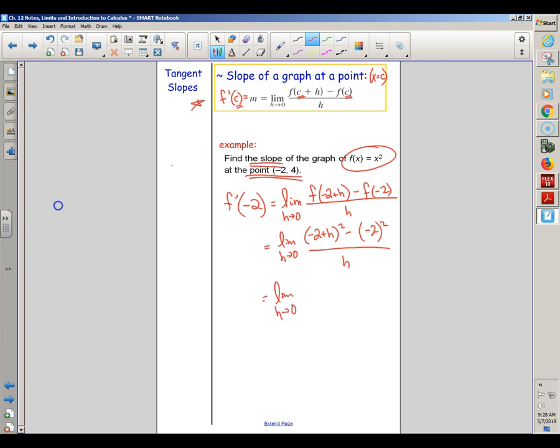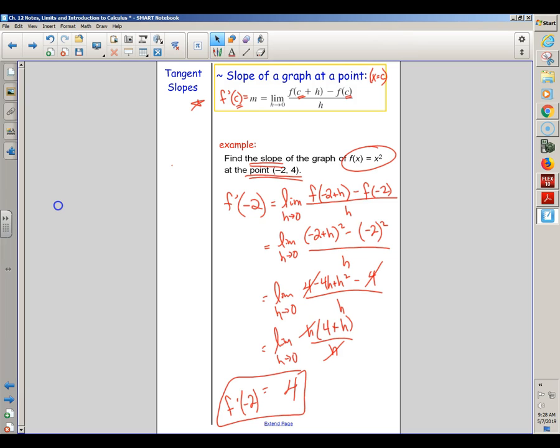I'd have to FOIL this guy out to get 4 minus 4h plus h squared minus 4. -2 squared is positive. I would simplify. I would be able to reduce away an h. And I would solve by plugging in 0. But do you guys see how I never got my general derivative? I never got the equation with x's. I went straight to the slope, straight to the answer.